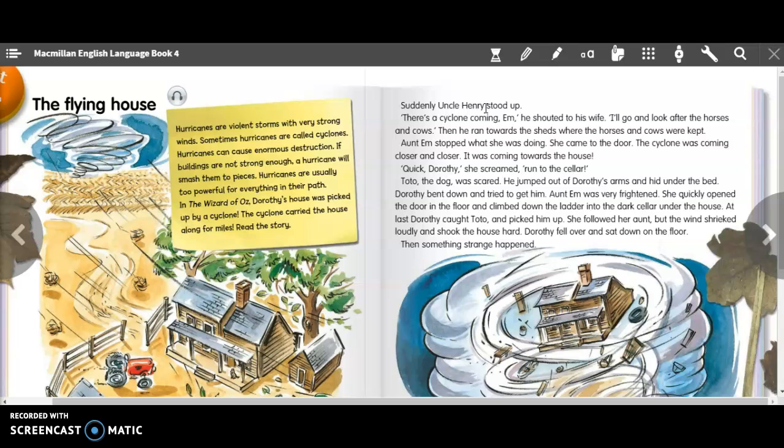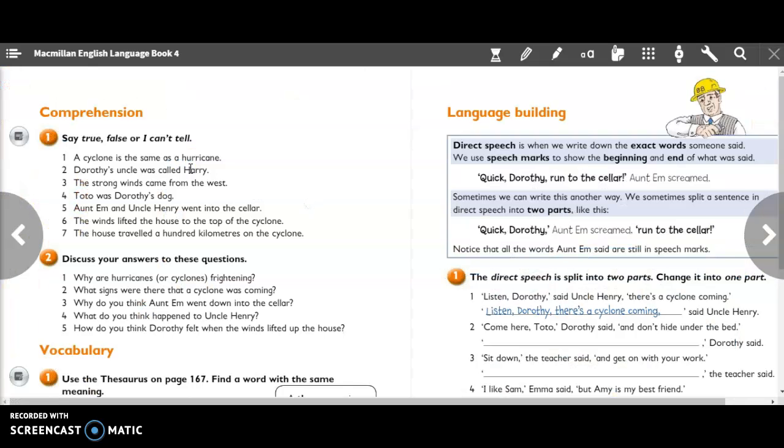Suddenly, Uncle Henry stood up. So what was his name? This is Henry, and this is Harry. So it's not the same, although they sound similar, right? They are not the same. So this must be false. You can't say I can't tell if you're unsure, but you have to check. Okay? And continue with the rest.